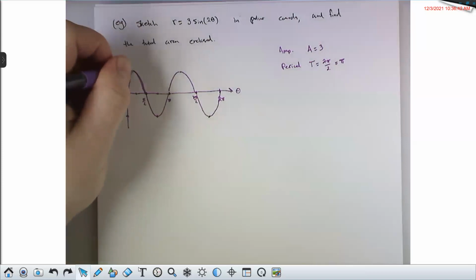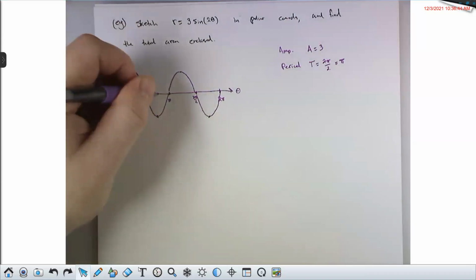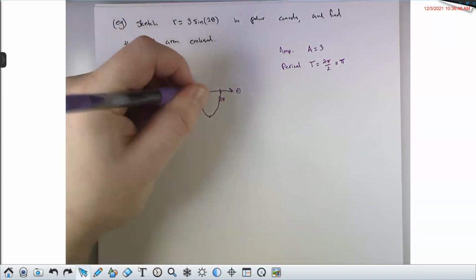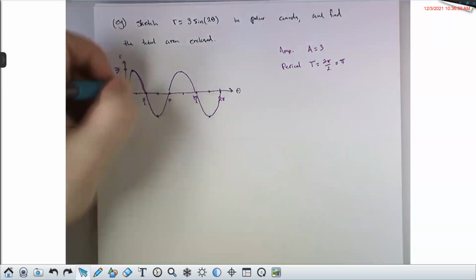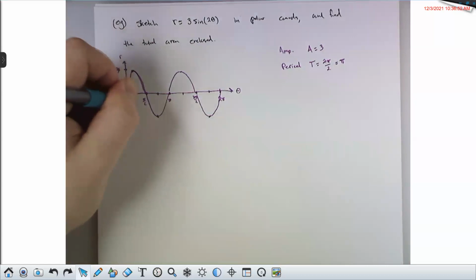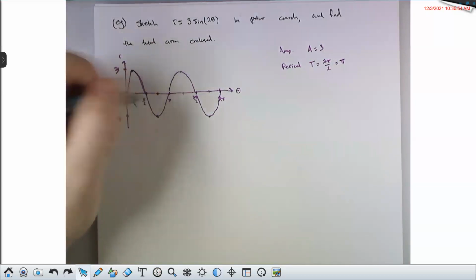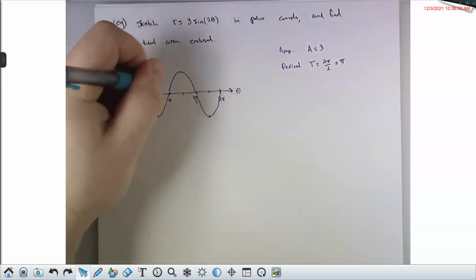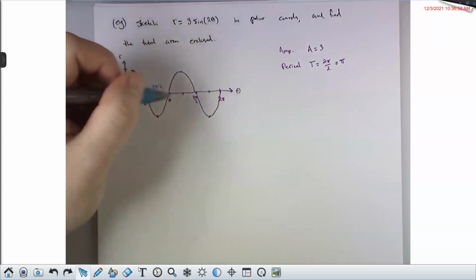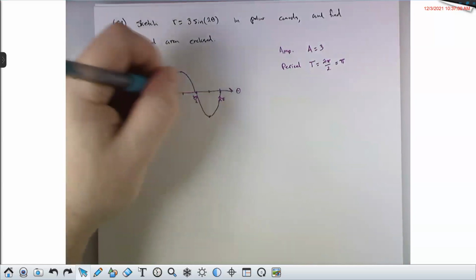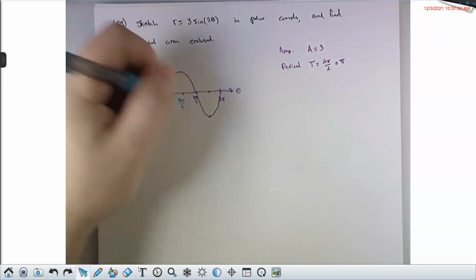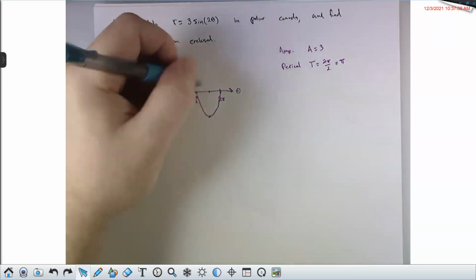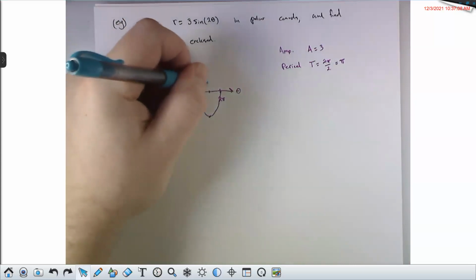These guys, the maxes and mins, those are at odd multiples of pi over 4, right? It's halfway between 0 and pi over 2. That's got to be pi over 4. Halfway between pi over 2 and pi, that's got to be 3 pi over 4. Halfway between pi and 3 pi over 2, that's got to be 5 pi over 4. And halfway between 3 pi over 2 and 2 pi, it's got to be 7 pi over 4.